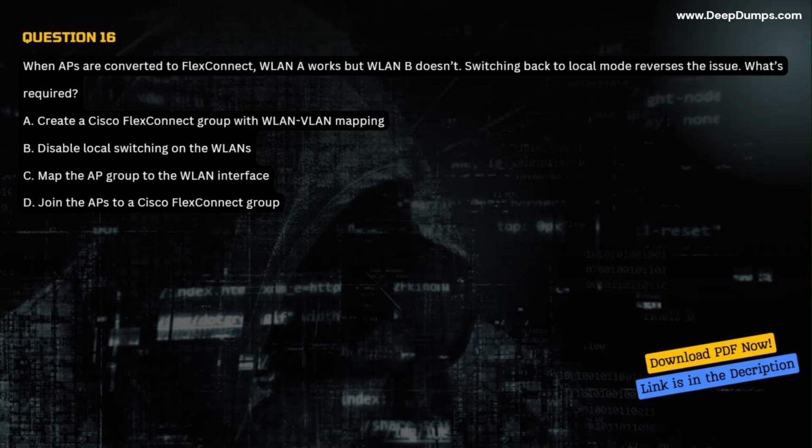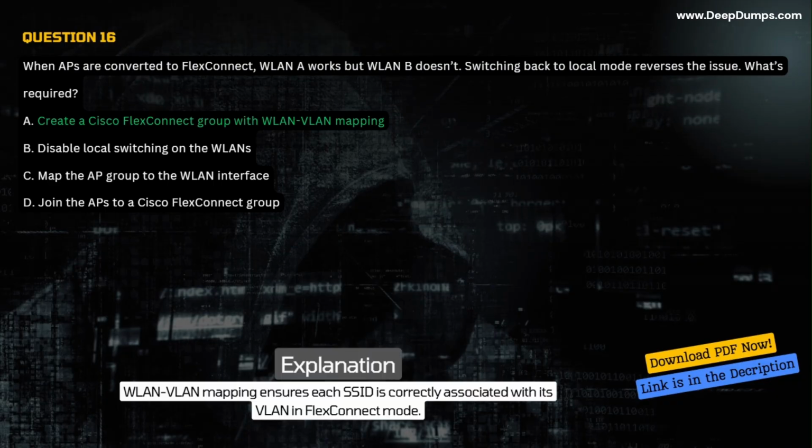Question 16. When APs are converted to FlexConnect, WLAN A works but WLAN B doesn't. Switching back to local mode reverses the issue. What's required? A. Create a Cisco FlexConnect group with WLAN VLAN mapping. B. Disable local switching on the WLANs. C. Map the AP group to the WLAN interface. D. Join the APs to a Cisco FlexConnect group. Correct answer A. Create a Cisco FlexConnect group with WLAN VLAN mapping. Explanation. WLAN VLAN mapping ensures each SSID is correctly associated with its VLAN in FlexConnect mode.